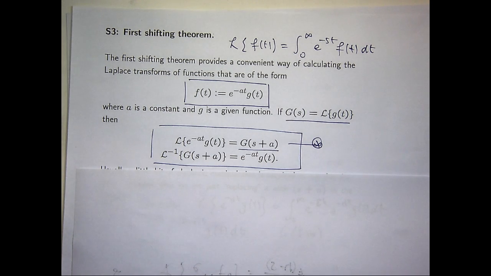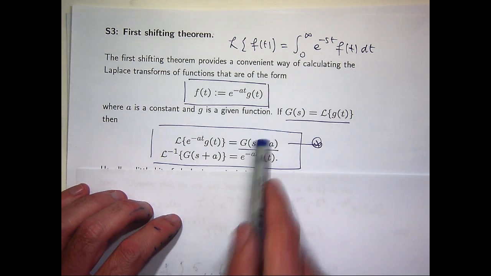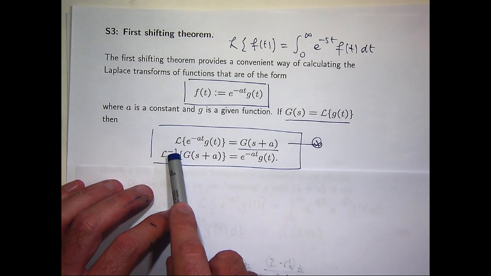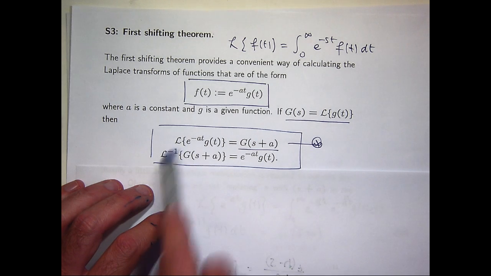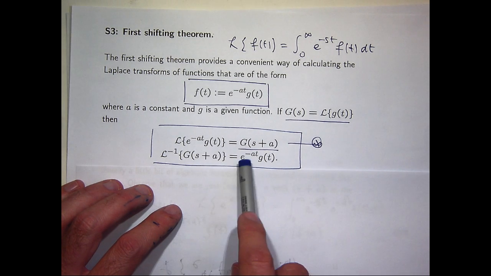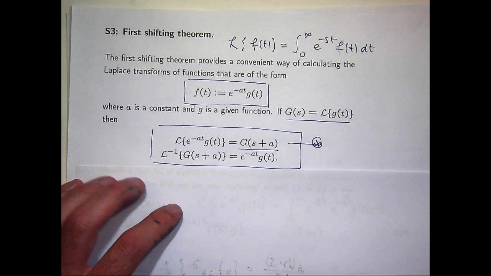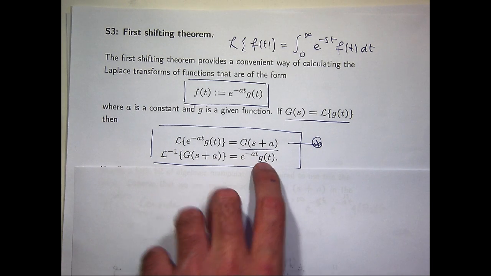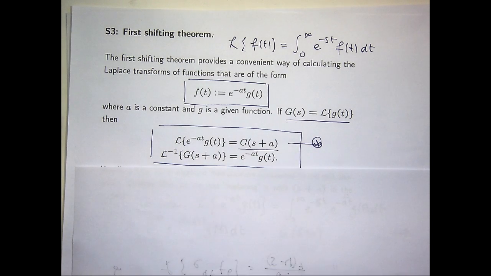Well, from star, you can take the inverse transform of both sides, and it says that the inverse Laplace transform of this shifted function is just an exponential times little g of t, where little g of t is the inverse transform of big G of s.